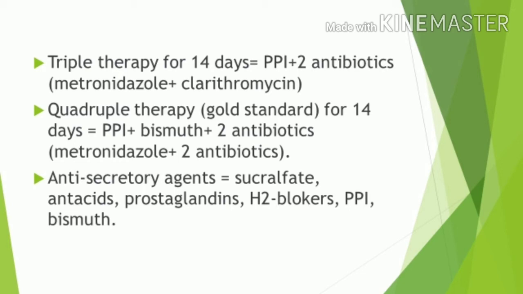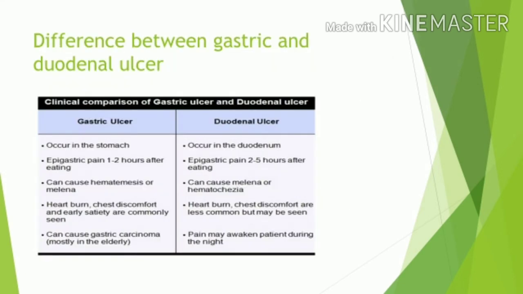Quadruple therapy, the gold standard, for 14 days: PPI plus bismuth plus 2 antibiotics, metronidazole plus 2 antibiotics. Anti-secretory agents. Sucralfate. Antacids. Prostaglandins. H2 blockers. PPI. Bismuth. Difference between gastric and duodenal ulcer.